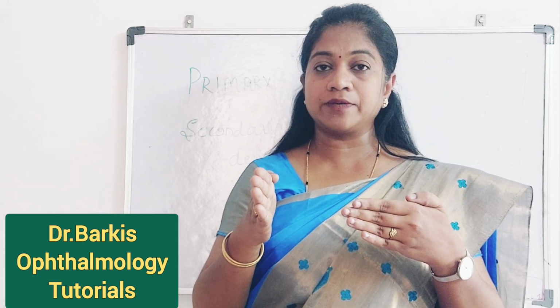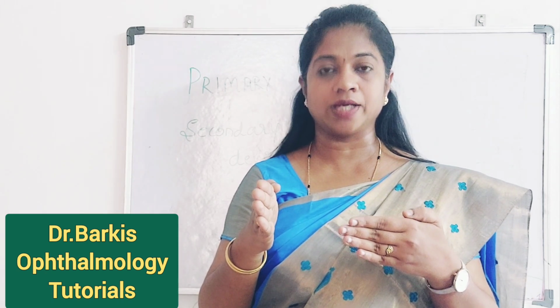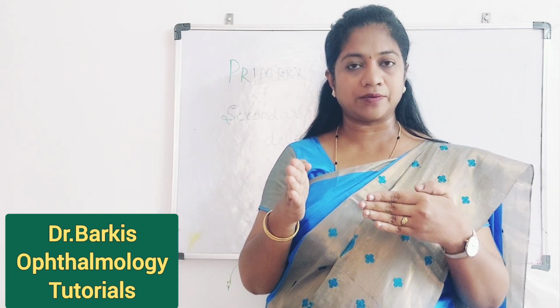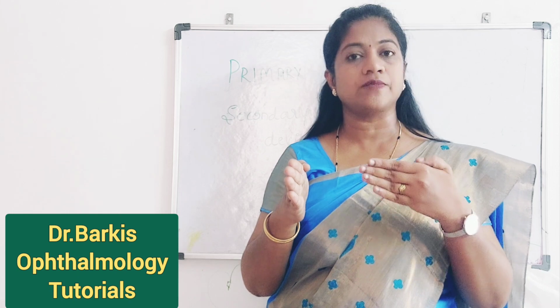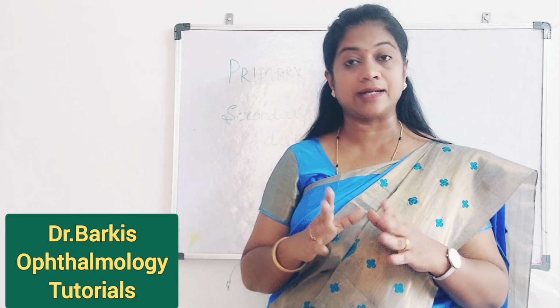So what is primary deviation? It is the amount of deviation in the squinting eye. Okay, in the example I have given, this is the amount of deviation which is seen in my left eye. Now we will see what secondary deviation is.